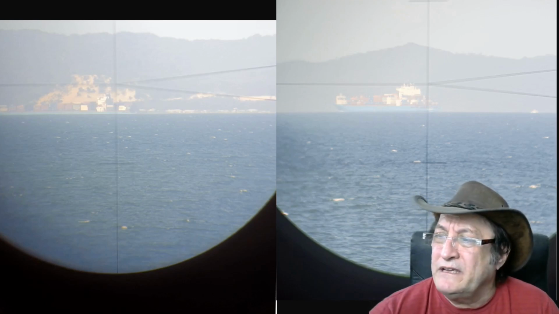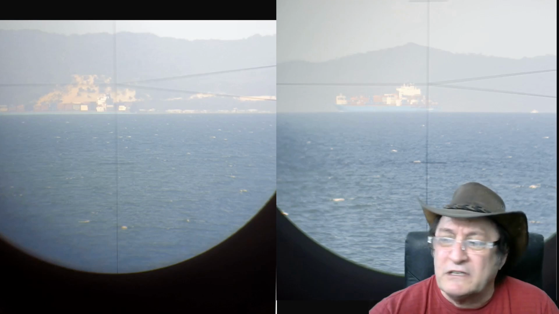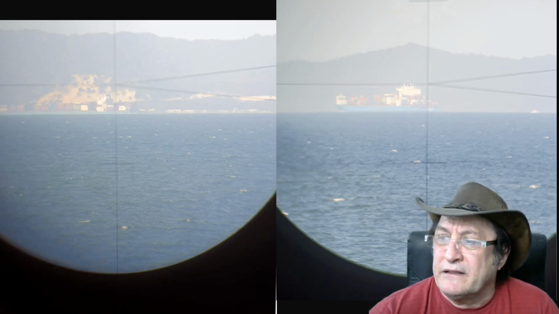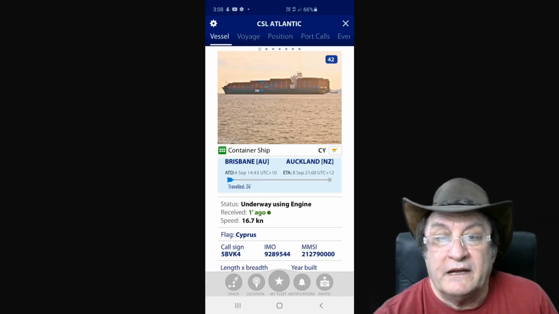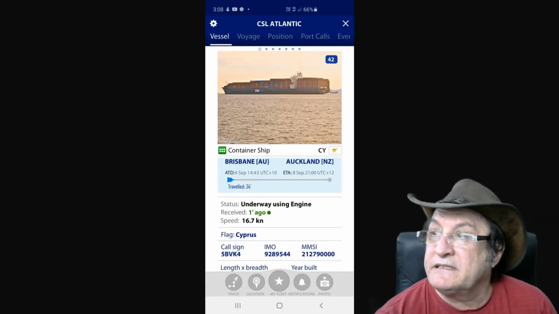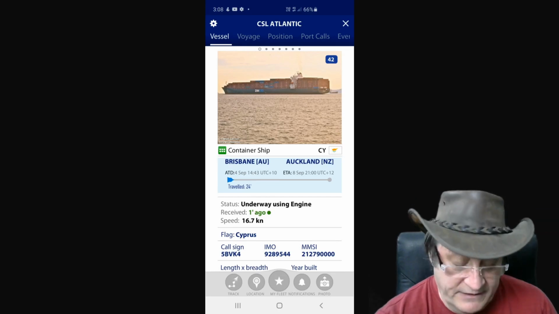Anyway, what I have here is two images taken through an auto level of the same ship at different times and different distances. And we'll analyse these images and show what it means for globe and what it means for flat. Now, the ship in question is the CSL Atlantic.